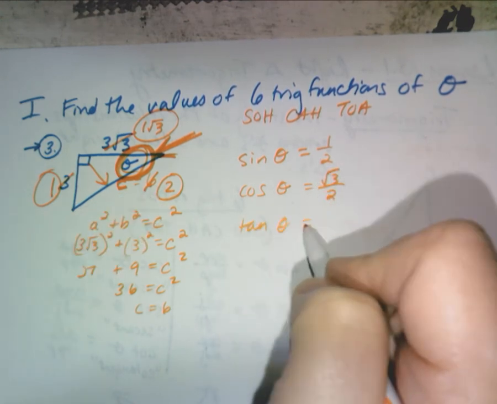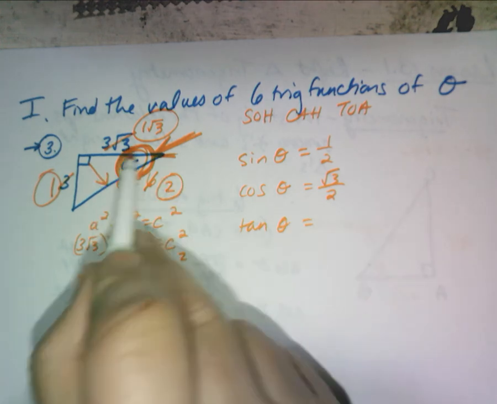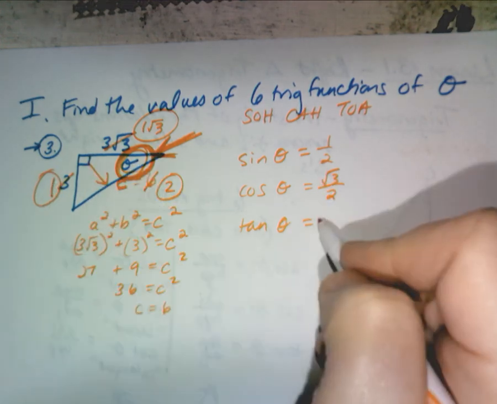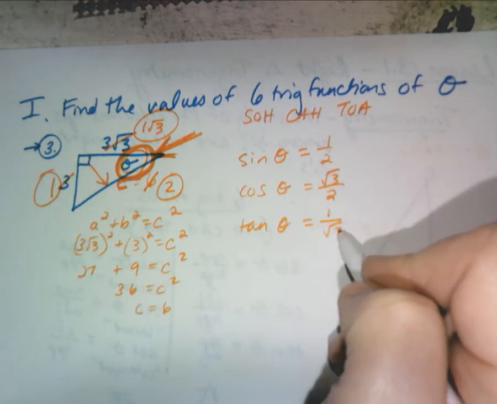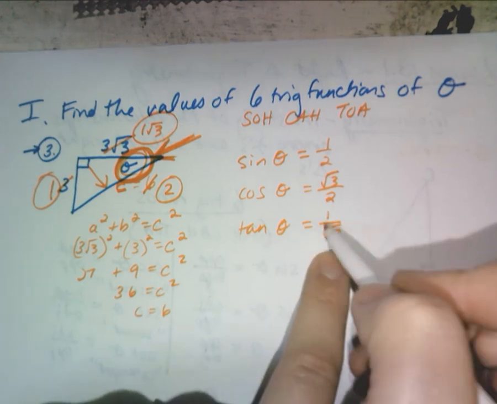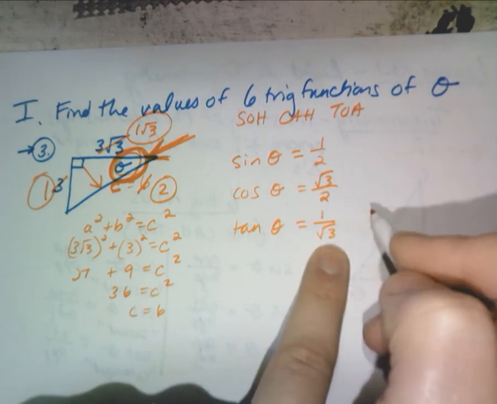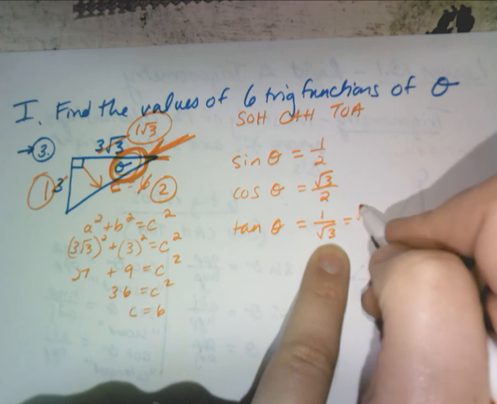Then I want the tan. Tan is opposite over adjacent. So I would write 1 over root 3. Well, I don't like the way that looks. How do you write that correctly from the homework you did? Root 3 over 3. Root 3 over 3.